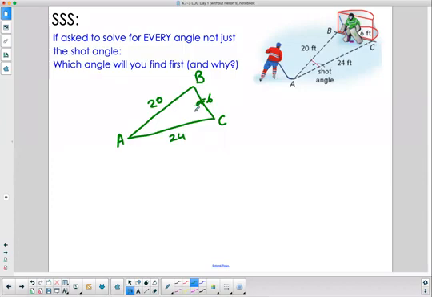So we've been given three sides, so we can't use the law of sines. We have to use the law of cosines when you're given side, side, side. You don't have a choice. You're going to start off with the law of cosines. And remember, with the law of cosines, always find the biggest angle first. So look for the biggest side. We're going to use it to find this angle first.